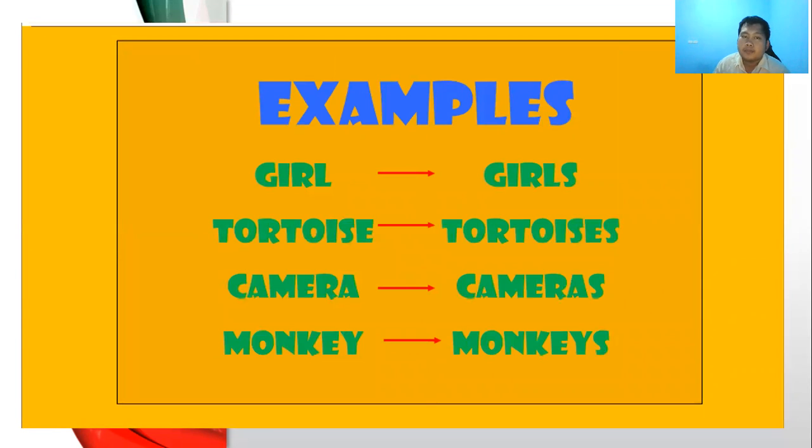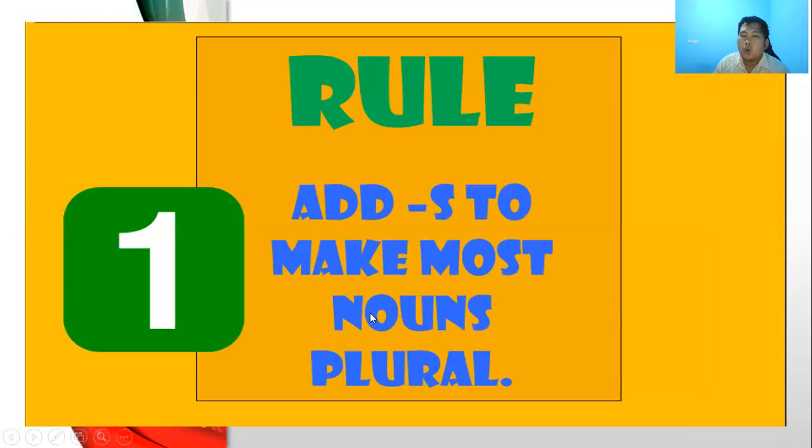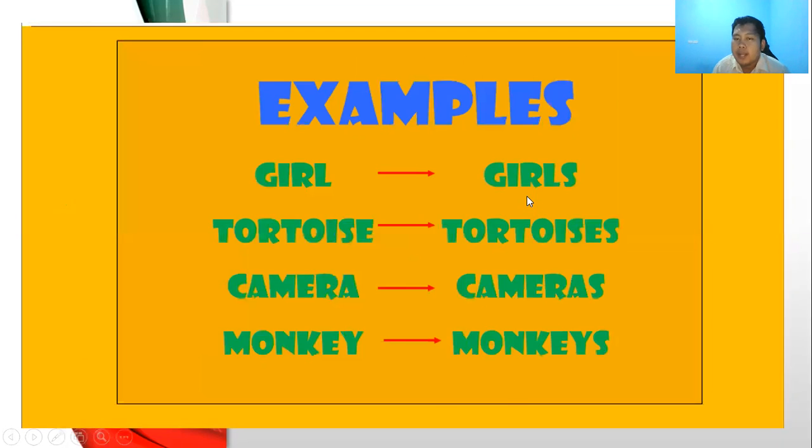For example, girl, put an s, it will become girls. Tortoise, if we put an s at the end of the word, it will be tortoises. Camera, when we add s to camera, it will become cameras. And monkey, monkeys. Okay, so add s to make most nouns plural. So that's rule number one.